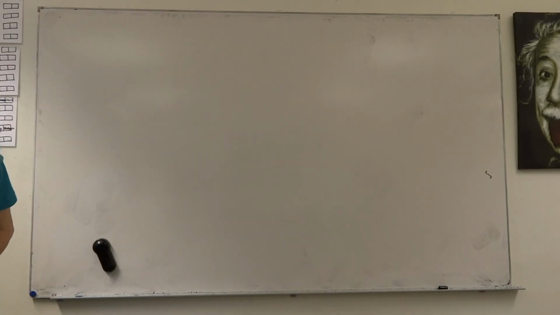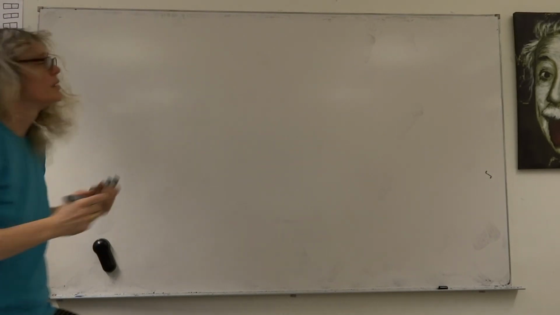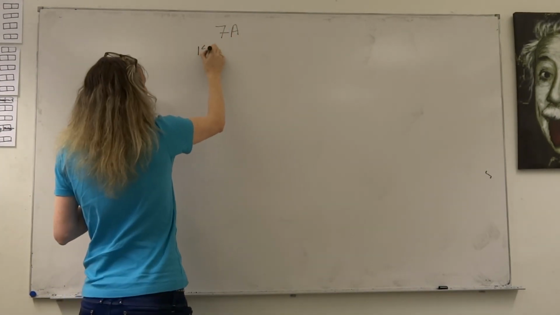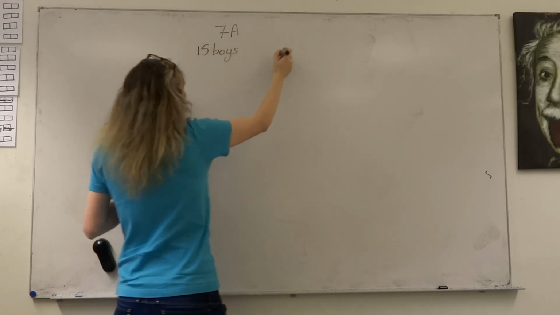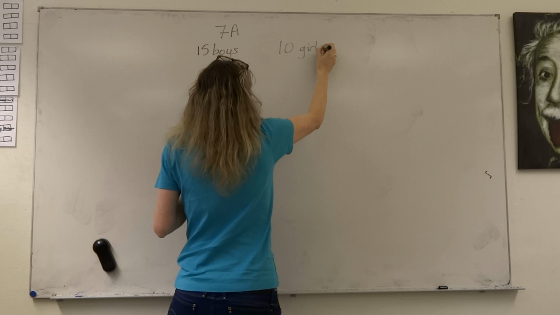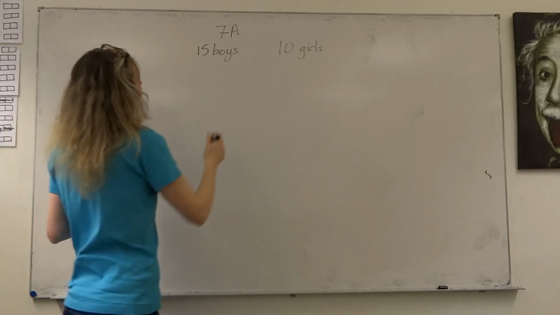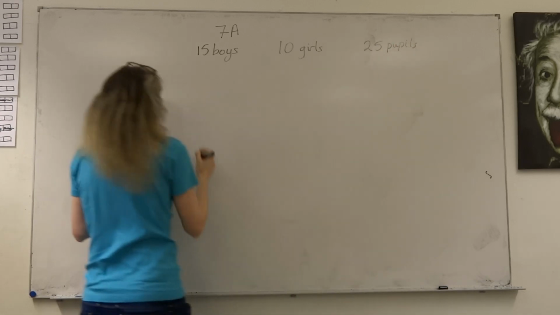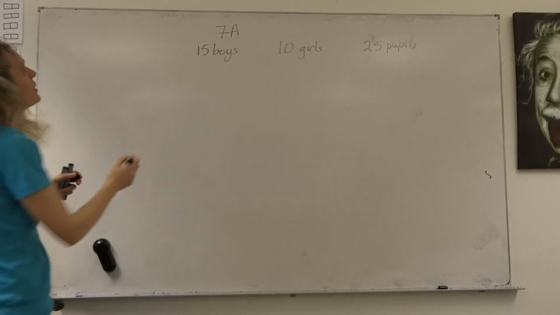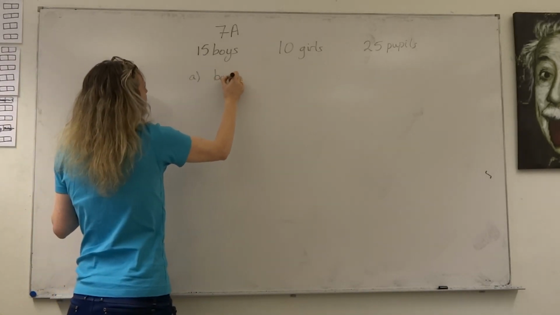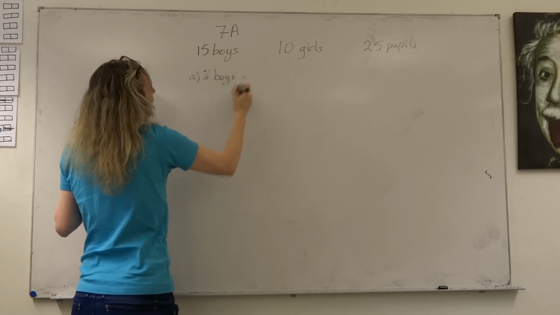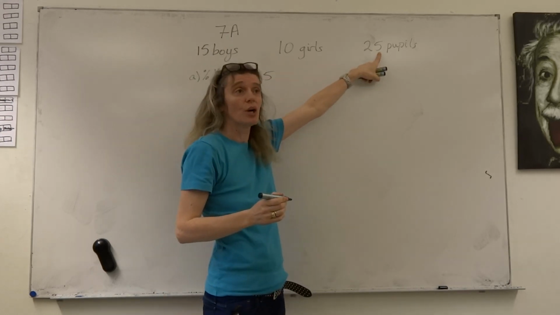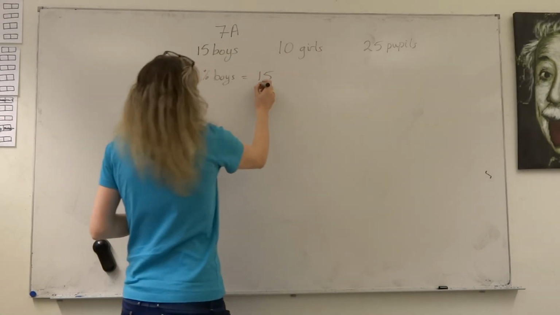Then we have another question, and it says we've got class 7A, and they have 15 boys, and they have 10 girls. So what do we know about the number of pupils? We know that they have 25 pupils. So let's look first at the boys. The percentage of boys is going to be the number of boys we have, which is 15, divided by the total number of pupils. 15 divided by 25.